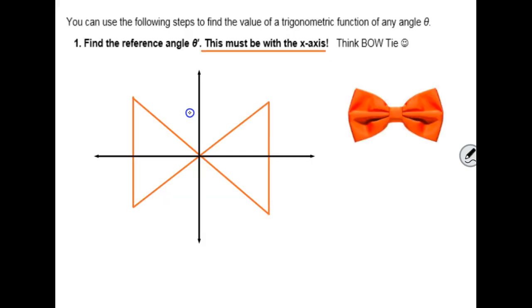So let's talk about, okay, I love her graphic here. The bow tie thought. So remember how I said the triangle has to connect with the nearest x-axis? So we're looking for triangles that are creating reference angles with the x-axis. So your only options for triangles are either this triangle, or this triangle, or this triangle, or this triangle. Obviously they're going to look a little skewed depending on where the point is.